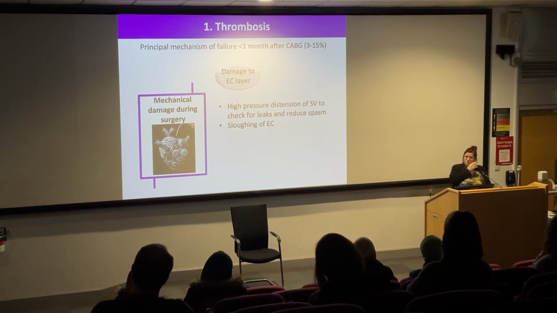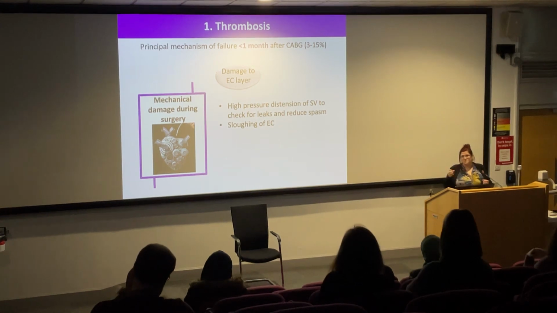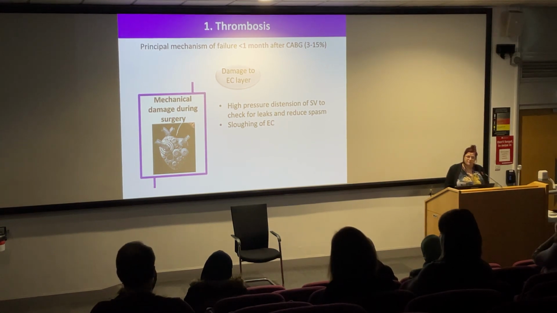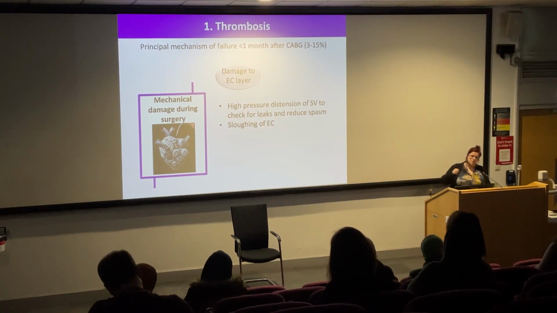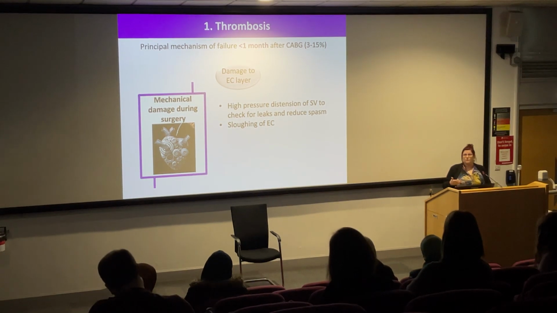And the other thing is to reduce spasm. Because what can happen with your blood vessels, because the smooth muscle is a type of muscle, and it can spasm and contract, and then that can block it as well. And by doing the high pressure flushing of it, it stops that from happening. But what that can do when you've got that high pressure solution going through it is it can disrupt your endothelial cells, and they can come off in the wash, if you like.